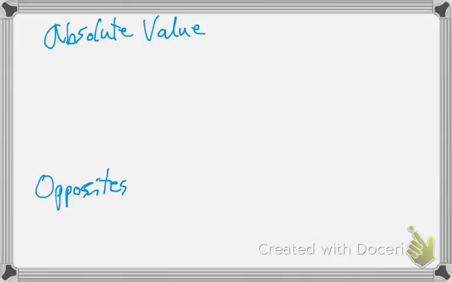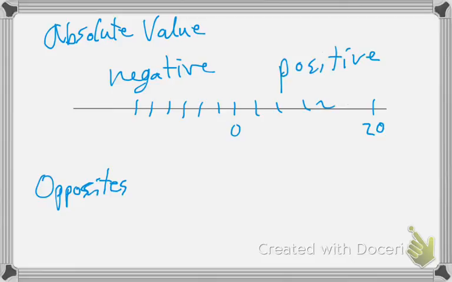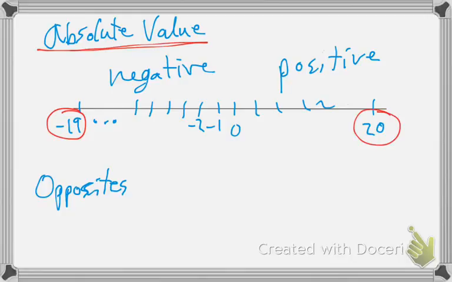So absolute value looks like this. If we have our number line again, and we've got 0 right here. Let's say that this number up here is 20. And we're going down here into the negative side of the number line, and this side we would call the positive side. So if we're going down here into the negatives, let's say way down here, dot, dot, dot, is -19. Well, which one of these numbers has a bigger value, a bigger absolute value?